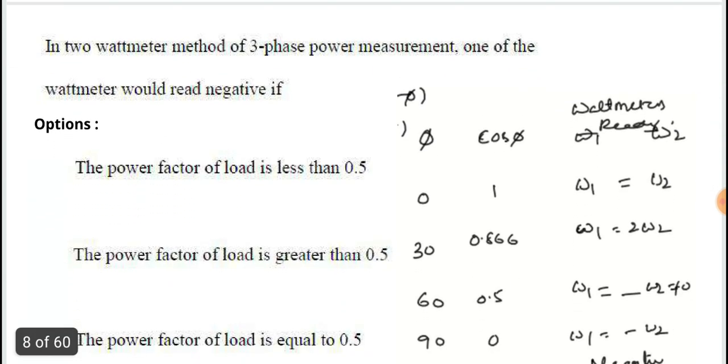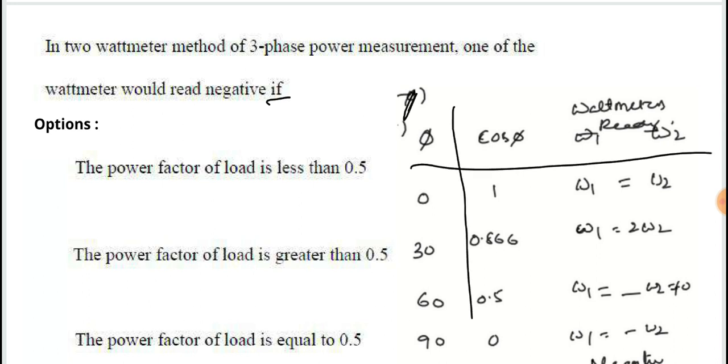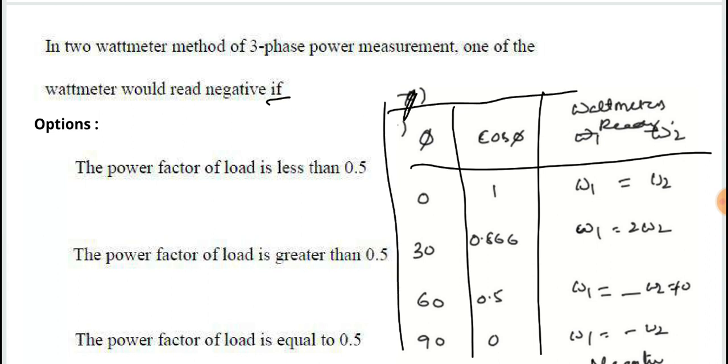Right. Next question: in a two wattmeter method of three phase power measurement, one of the meters will read negative if. See here, I have taken the phi value, power factor value and readings in this table. You have to remember this table. One question will be guaranteed from this table in your examination, so please note this.